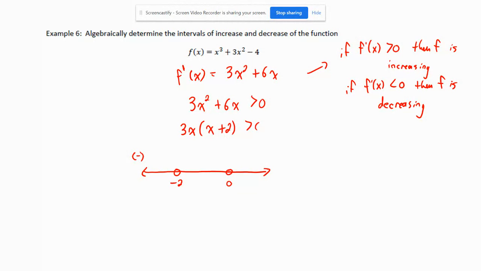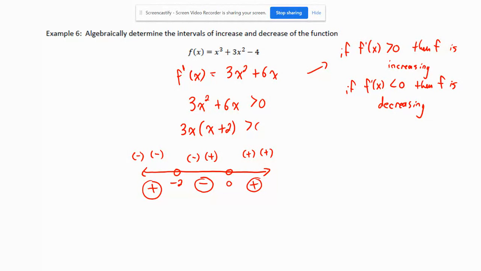Negative 3 plus 2 is negative 1, which is a negative number. A negative times a negative is going to be a positive number over here. If I take a number in this case, say negative 1, 3 times negative 1 is negative. Negative 1 plus 2 is positive. A negative times a positive is negative. If I take a number bigger than 0, I get positive, positive, positive.